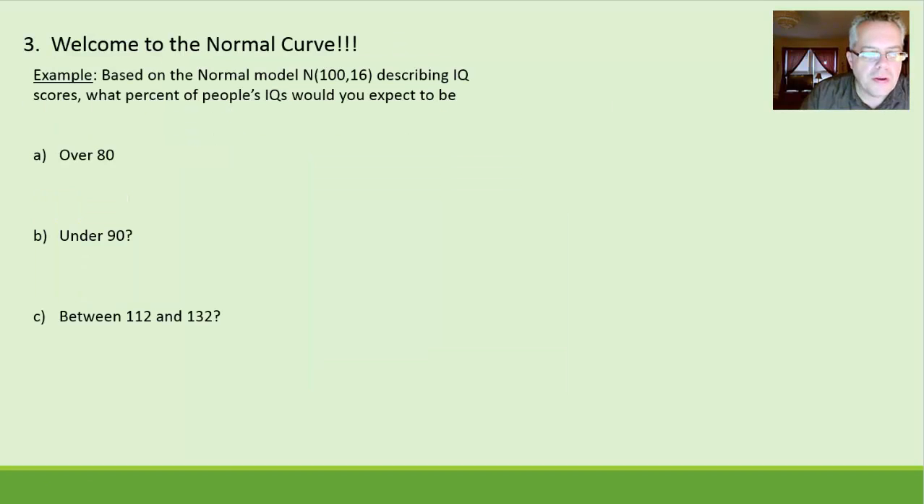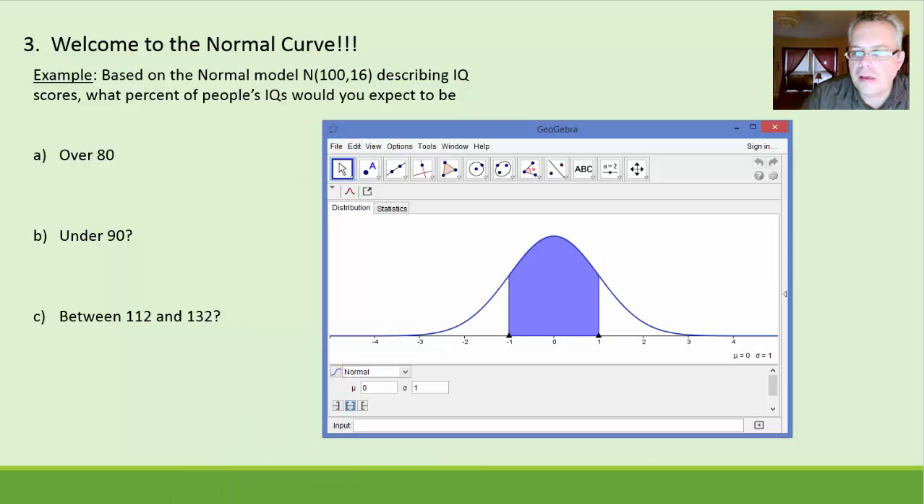Okay, so we're ready to start something big here, and it's going to take a day or two to kind of wrap our minds around the whole thing, but let's just get a little introduction today. So welcome to the normal curve. So the normal curve is a curve that's used to approximate data, and I have a cool little app here that's going to help illustrate this for us. So it said based on a normal model, N, that stands for the normal model, with 116. The 100 part is the mean.